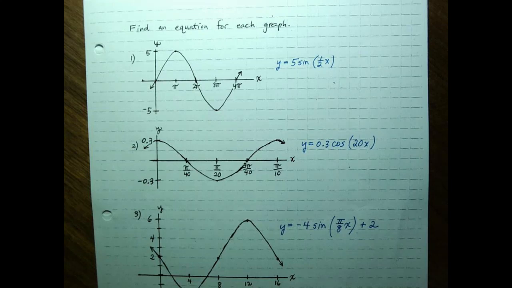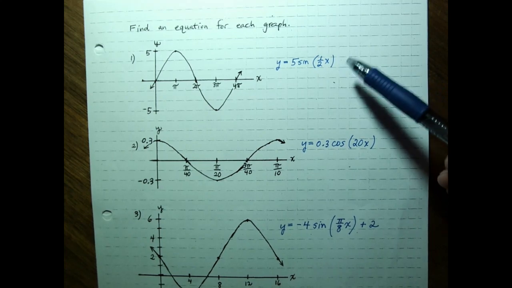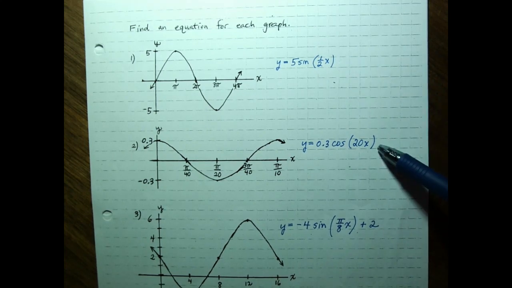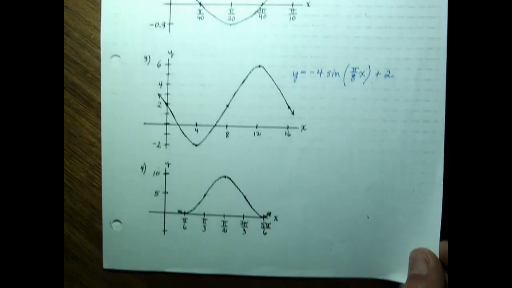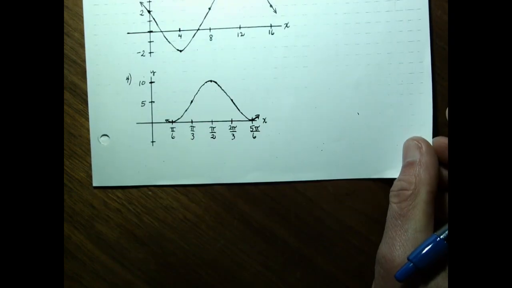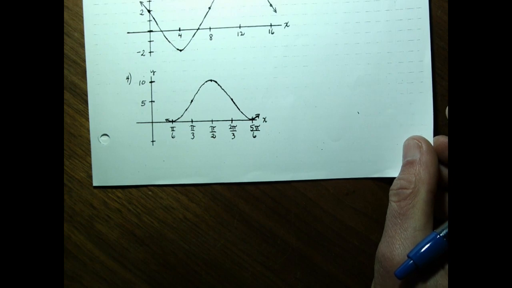In this video, we're going to finish the handout that was given out in class that you can see here. Find an equation for each graph. We did 3 of these together: y equals 5 sine a half x, y equals 0.3 cosine 20x, and y equals negative 4 sine pi over 8 x plus 2, and we got one more. So let's work on this last example.